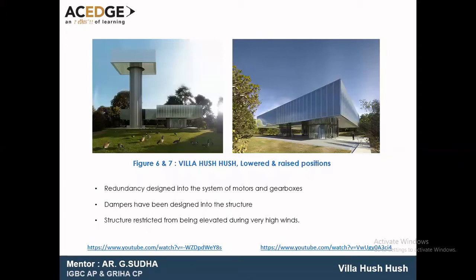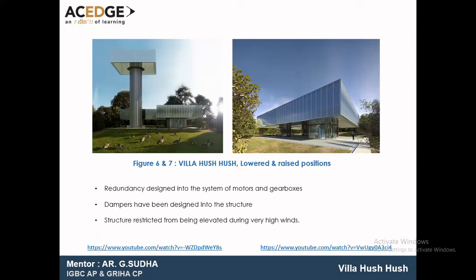And since the building moves up and down, there's a possibility that the occupants inside may feel vibrations because of the movement. In order to avoid this, dampers have been designed in the structure to limit the dynamic response of the structure when it moves at different heights and also when it moves at different wind speeds. So this provision of dampers ensures the highest levels of comfort inside the building in spite of its movement.